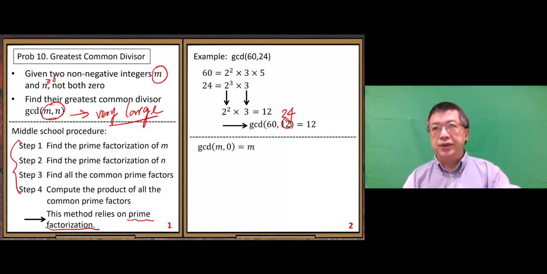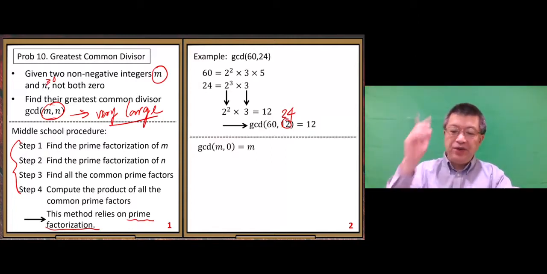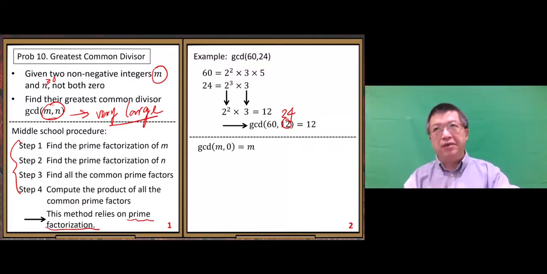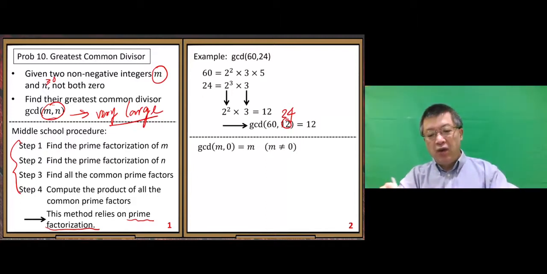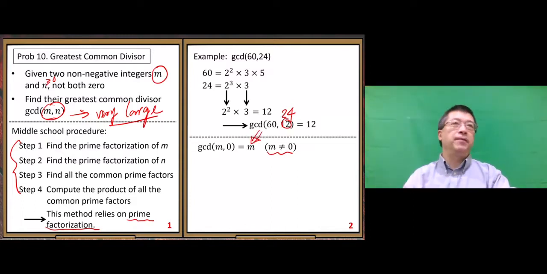All right. So now our new problem, a new algorithm to solve it. We do not rely on prime factorization. First, let's look at a special case when one integer is 0, the other not 0. Okay, n cannot be 0. Then the answer is n.